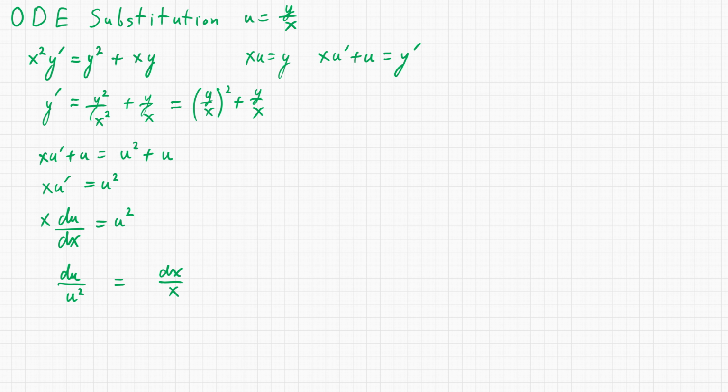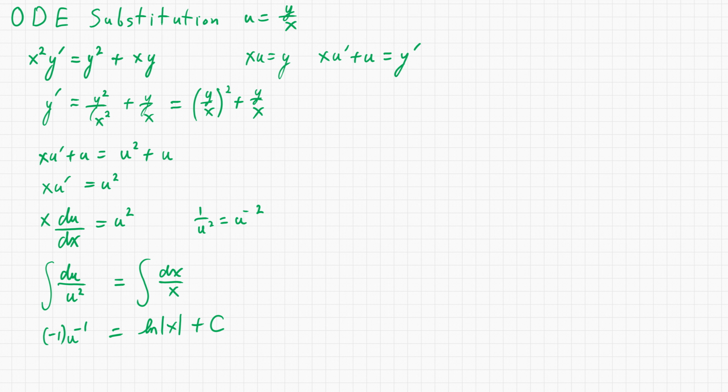Yeah. All right, then apply an integral to both sides. So the integral of 1 over u squared, that's u to the negative 2. So I'm going to have, it's going to turn into u to the negative 1. Then I have to have the negative 1 here in order to cancel out the power rule. And then this one turns into natural log absolute value of x plus a constant.